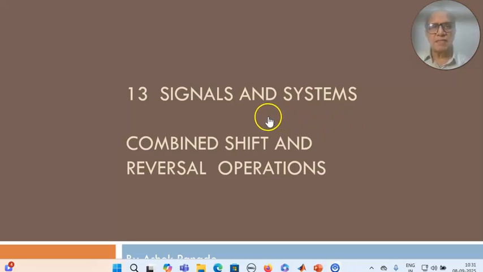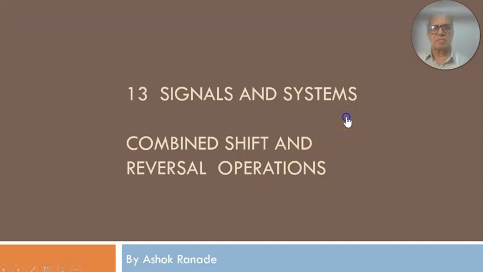So this is the 13th session on signals and systems, and we are going to study the combined operations. Which operations are we combining? Shift and reversal operations. It is possible that you will first shift the signal and then perform the reversal operation, or that you first do the reversal and then do the shift. Now the shift itself can be either advance or delay. So you can have a number of possible combinations, and we are going to study this.